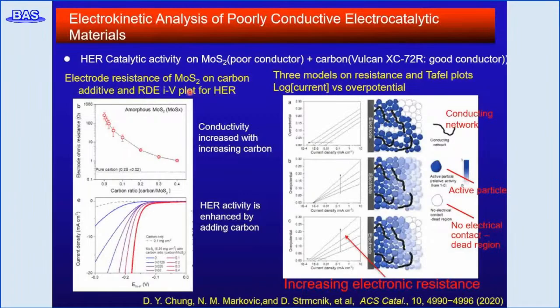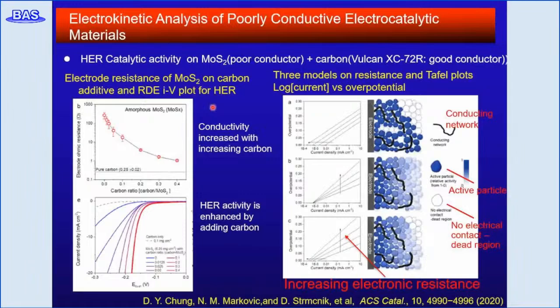The next example is a hydrogen evolution reaction catalyst on molybdenum sulfide, which is a poor conductor. As a real catalyst, carbon is mixed with the molybdenum sulfide. Let's consider the charge transport on the molybdenum sulfide carbon electrocatalyst.